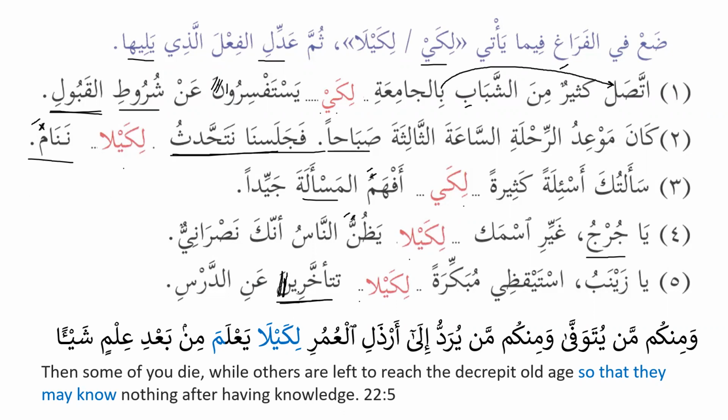So it was basically تتأخرين. And then we have to drop noon because the noon gets dropped after حروف المضارع. So it becomes لكي لا تتأخري عن الدرس. لكي لا has been used 3 times in the Quran, I believe. So I've decided that we could discuss one example from the Quran as well.